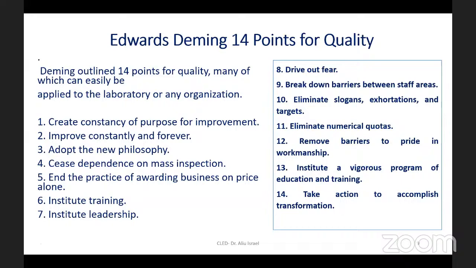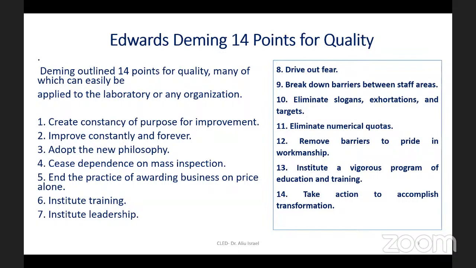Let's look at the Edward Deming 14 points of quality. This Deming outline of 14 points of quality may be classified or easily appropriated to any organization. So one, you create a constancy of purpose for improvement. So at every point in time, there must be a constancy of purpose for improvement. You have to improve constantly and you have to improve forever.